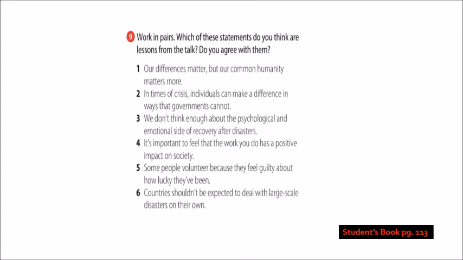No matter what the problem is, if we know someone that needs help, we need to help them, right? Number 2, in times of crisis, individuals can make a difference in ways that governments cannot. It's really hard. I also agree with that. It's also really difficult for the government to reach all the society immediately or as fast as they can. But if we can do something to help someone that is close to us and that the government hasn't reached, we can make a difference for them, right?